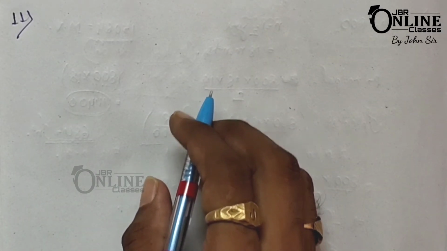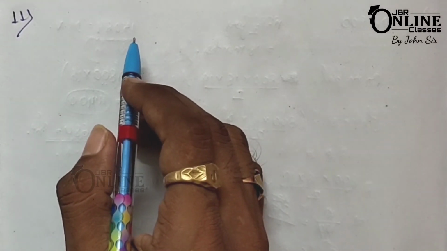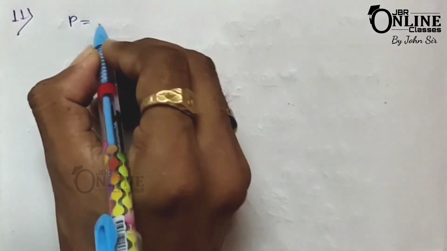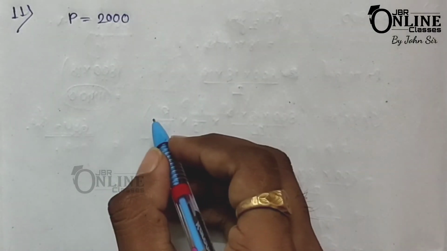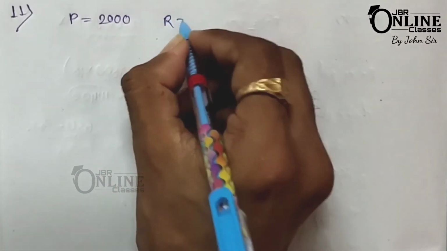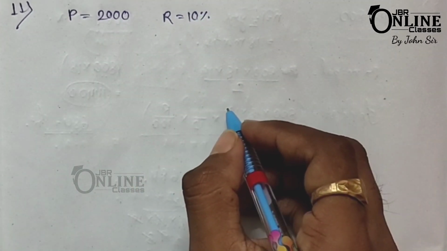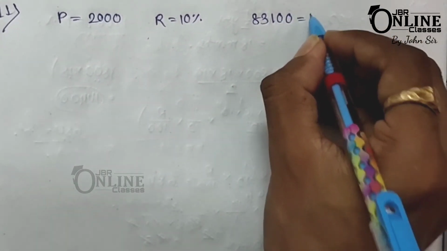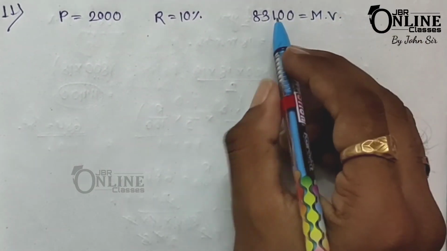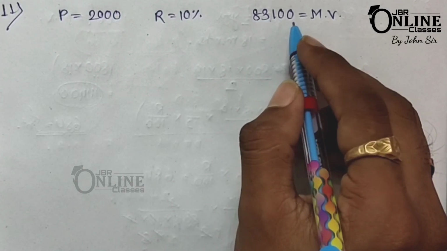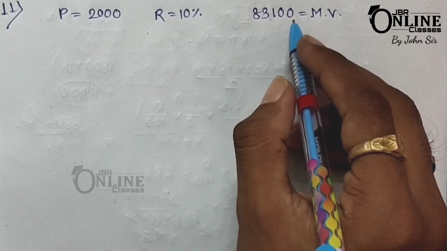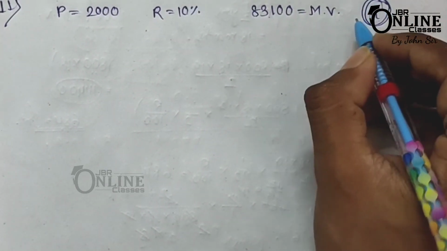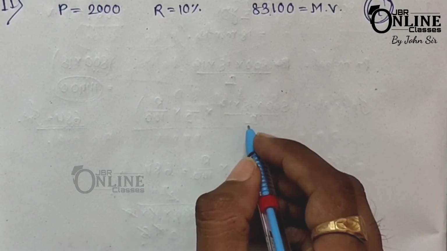So here the problem, Smita has a recurring deposit account in a bank of rupees 2000 per month. So monthly deposit p equal to 2000 at the rate of 10% per annum. So r equal to 10%. If she gets rupees 83,100 at the time of maturity, that means MV equal to 83,100, then find the total time for which the account was held. That means you have to find out the n months. Okay, so find out the value of n.